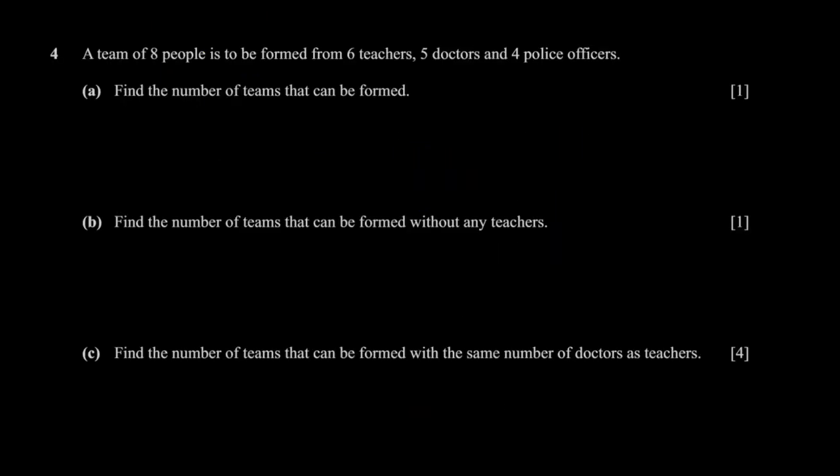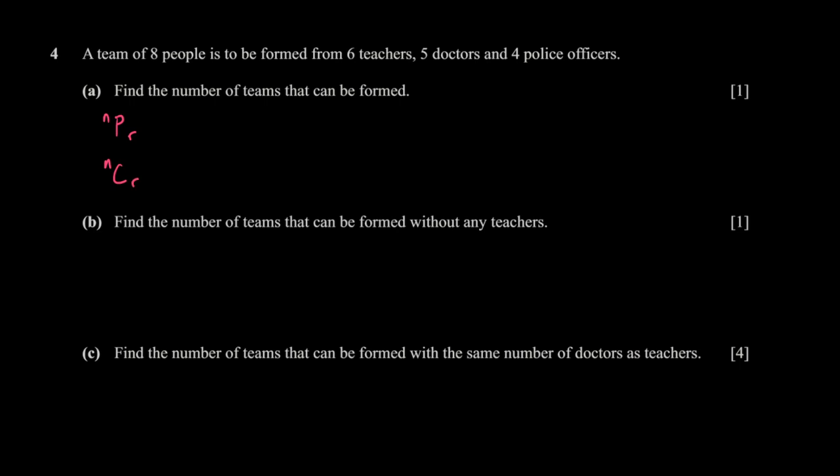Okay, then question 4, combinations, permutations. Question, a team of 8 people is to be formed from 6 teachers, 5 doctors, and 4 police officers. Find the number of teams that can be formed. Okay, with all of these questions, the key thing you need to do first is determine whether or not you're dealing with permutations, NPR, or combinations, which is NCR.